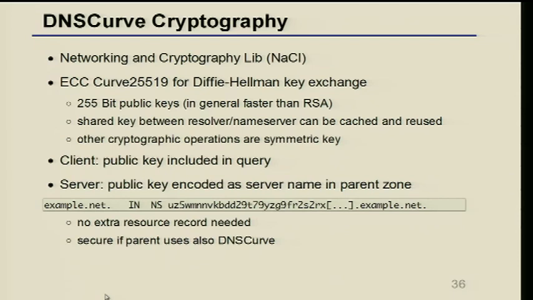Okay, how do you get the keys? The client transmits its public key in the query, so the server gets it, and the server encodes the public key as server name in the parent zone. This is shown here. You have a delegation for example.net and it delegates to some server, and here in the server name we have the public key of the DNS curve capable server. And this is put in the parent zone, in the top level domain, for example. So you don't need extra resource records for the key, and it will be secure if the parent also uses DNS curve. So you need only, again, for the root zone, something like a trust anchor.